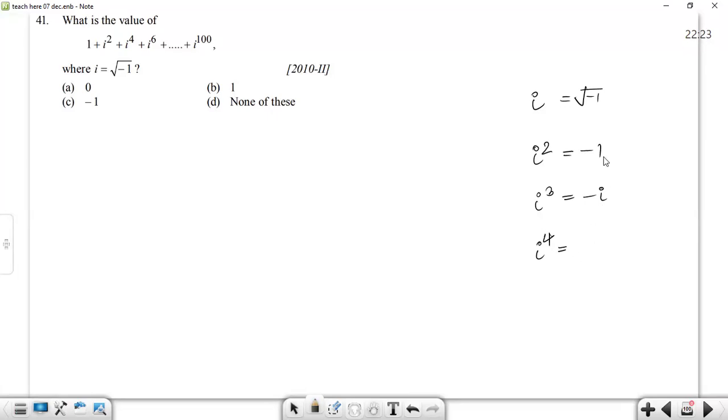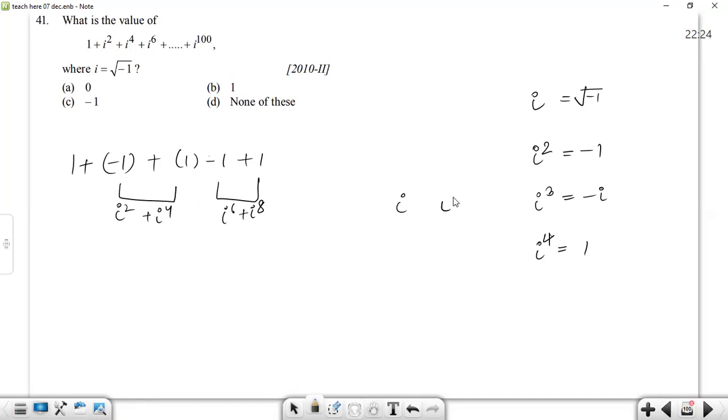What is iota raised to 4? Its square is 1. So iota square is minus 1, plus iota raised to 4 is 1, plus iota raised to 6 is minus 1, plus 1, and this goes on and on. So this was iota square plus iota raised to 4 plus iota raised to 6 plus iota raised to 8, and this goes on till 100. So the last term will be iota raised to power 100, then iota raised to power 98.